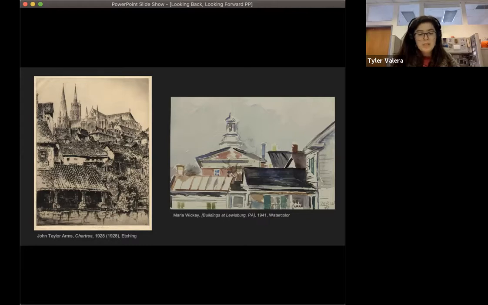Arms spares no detail in articulating the forms of the houses and structures of Chartres and the flourishing flora of the area. Through his composition, Arms crafts a visual hierarchy of society within which Christianity reigns supreme. The cathedral is an ever-present force that dominates the life and culture of Arms's ideal perception of Western modern society.